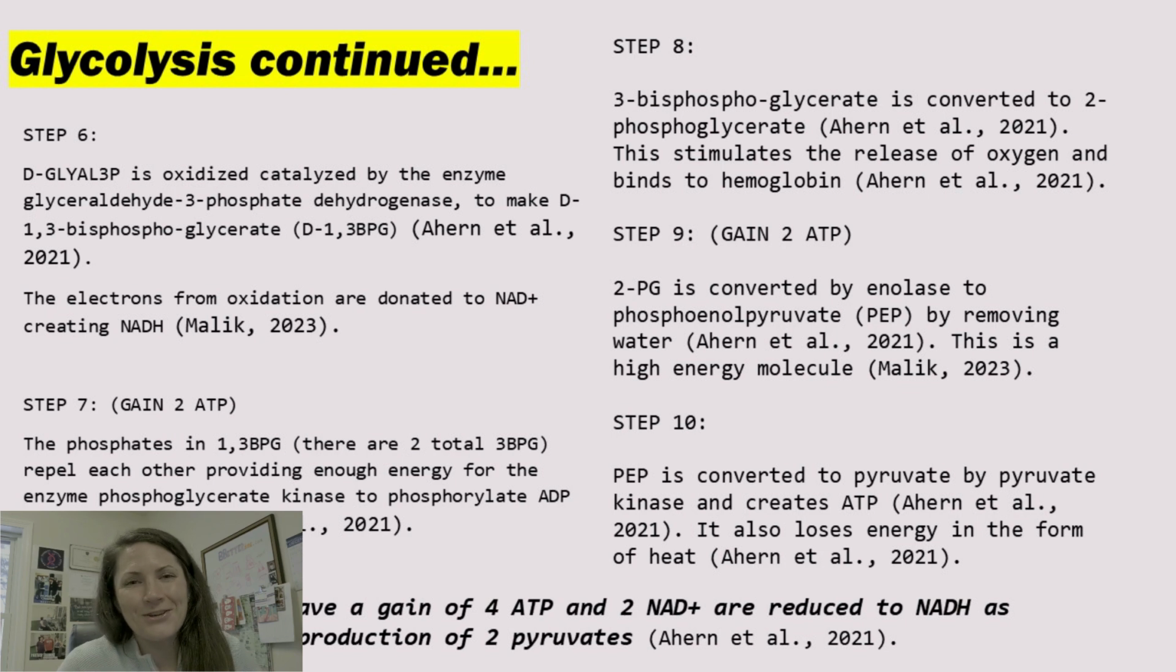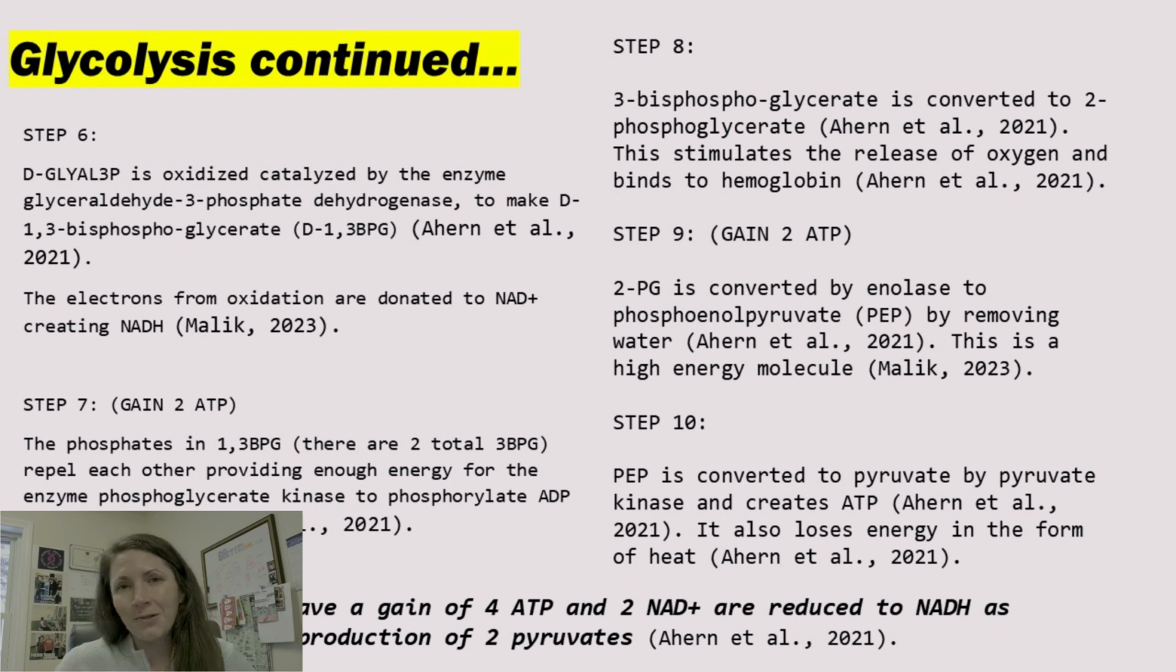So now we're going to move on to steps 6 through 10 of glycolysis. In step 6, we have our D-glyceraldehyde 3-phosphate, and that is then catalyzed by glyceraldehyde 3-phosphate dehydrogenase, which makes a product called D-1,3-bisphosphoglycerate. This happens twice, remember that, and in the process, 2 molecules of NAD are converted into NADH. Remember, we just used dehydrogenase. So where'd that hydrogen go? It got added to the NAD.